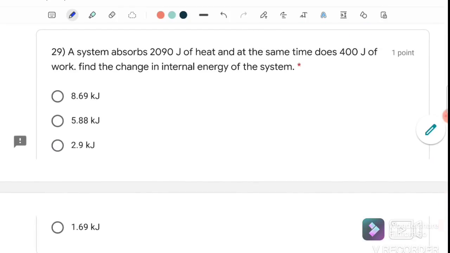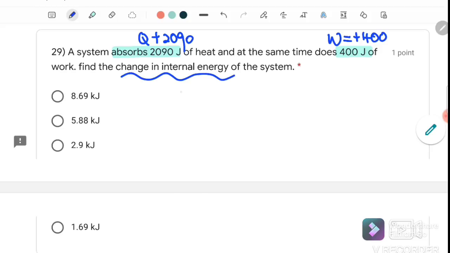Question number 29 is chapter 14. A system absorbs, meaning that Q is positive 2090, and at the same time it does work of 400 joule. Does work means that it's done by the system, so our work done is equal to positive 400 joule. Find the change in the internal energy.